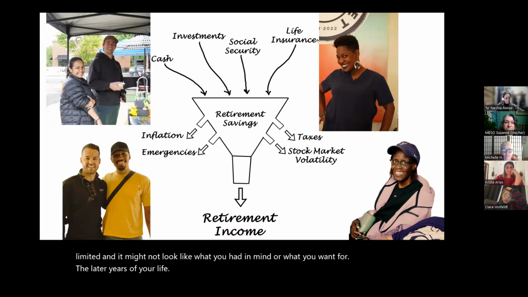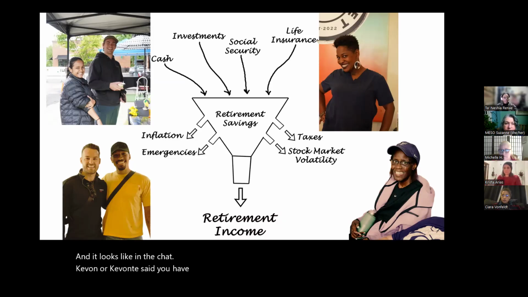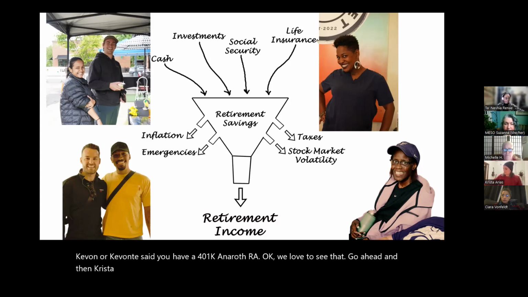And it looks like in the chat, Kivante said you have a 401k and a Roth IRA. Okay, we love to see that. And then Krista said we only have real estate investments, but it will cover us. Great. You know exactly where you are and what you need.